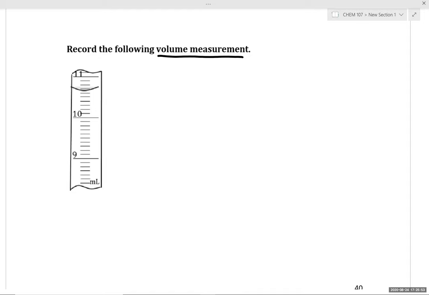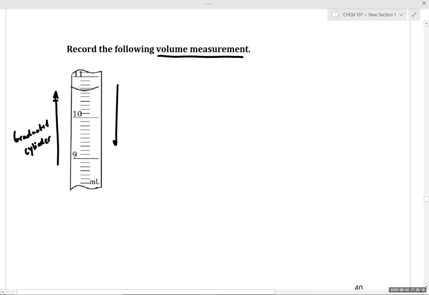Okay, so first and foremost, if you're ever dealing with an unfamiliar piece of glassware, you try to see whether your graduation marks are counting up in increasing order or down in increasing order. If it's counting up in increasing order, this is known as a graduated cylinder. If it's counting down, you're looking at a burette. So as we can see, we very clearly have a graduated cylinder. 0 is at the bottom, 11 is at the top.